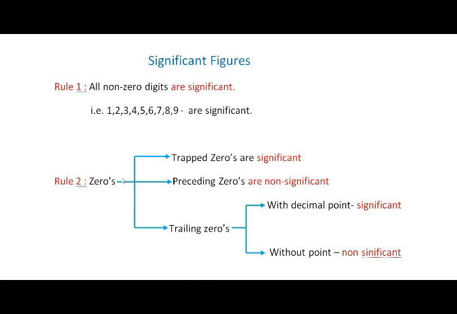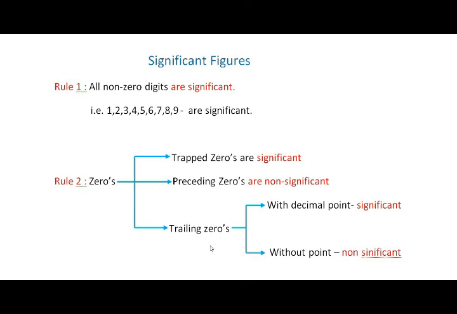Now when it comes to zeros, we will get 3 types of scenarios or cases. The first one is trapped zeros. Trapped zeros are zeros between 2 non-zero digits. So those zeros you count as significant. The second case is preceding zeros. That means zeros before the non-zero digit. These zeros you're not supposed to count as significant. These are definitely non-significant zeros.